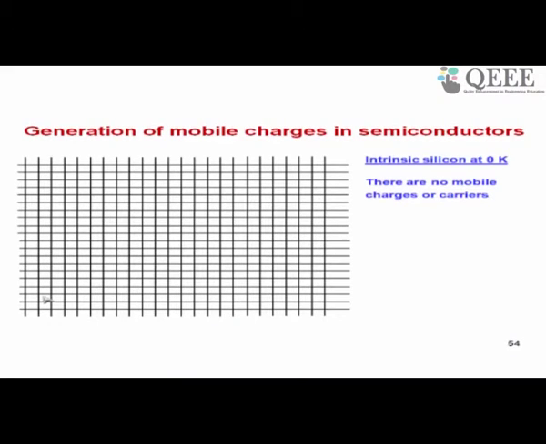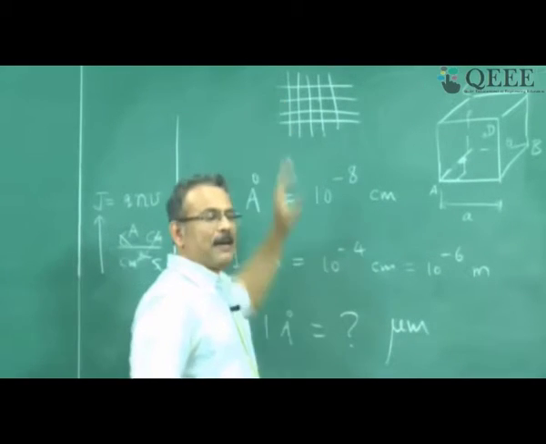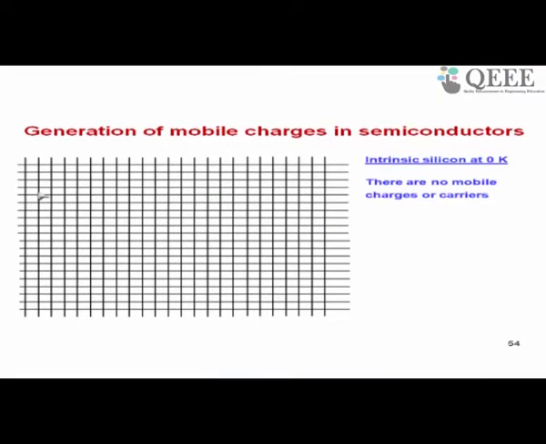Now what is the picture of intrinsic silicon at 0K? What is the meaning of the word intrinsic? You can assume that the word intrinsic means almost pure, right, which has no defects and so on. At 0 Kelvin, the picture is as shown here, right? This is the two-dimensional arrangement of atoms that we have drawn on the board. The same thing is shown here. Intrinsic silicon at 0K, there are no mobile charges or carriers.